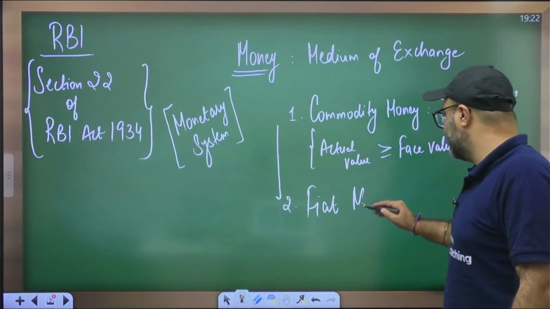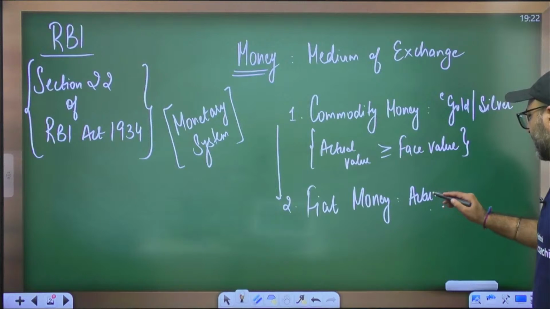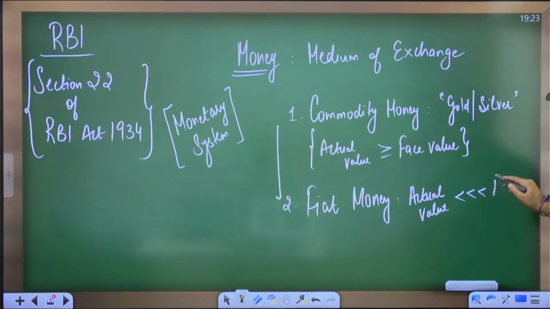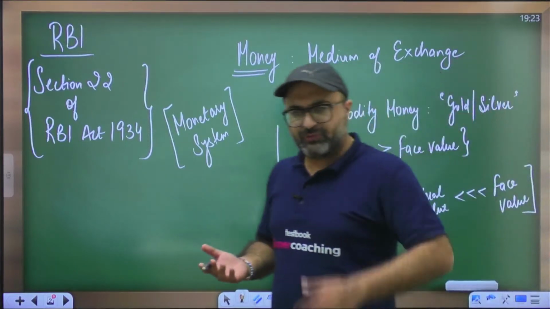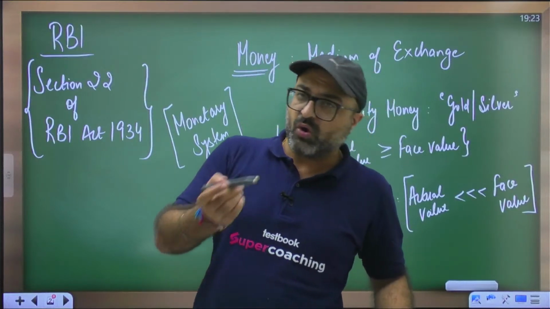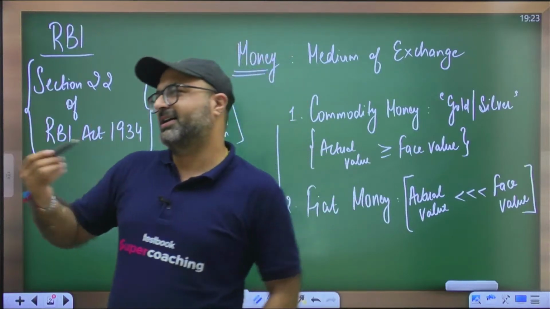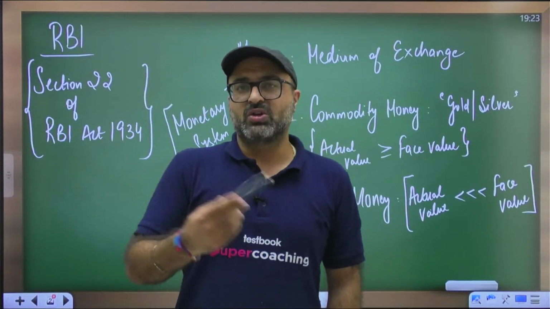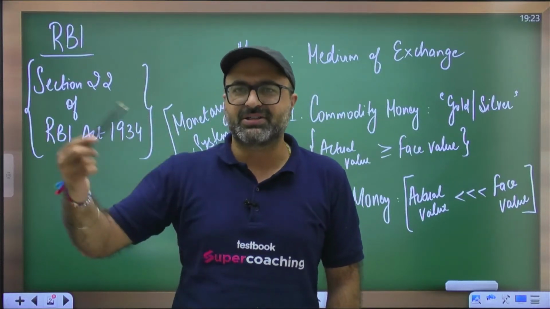Fiat money basically means a type of money in which the actual value is pretty less than its face value. You must have seen a 100 rupee note, 200 rupee note, 500 rupee note, for that matter a 20 rupee note, 50 rupee note. On all the notes there is a statement written, we promise to pay the sum to the bearer. Or there is a term written, हम धारक को 100 रुपए देने का वादा करते हैं, we promise to pay 100 rupees to the bearer, and the signature is done by the RBI governor.